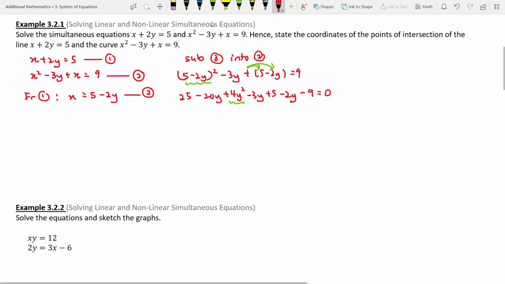4y², −20y − 3y − 2y, we have −25y. 25 + 5 − 9, we have +21. And the equation is equal to 0. This is a quadratic equation, hence we need to factorize it.